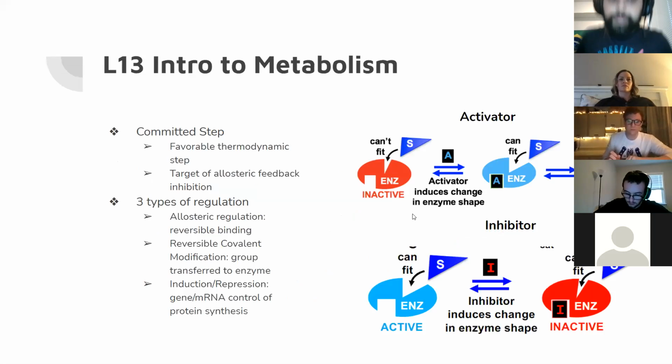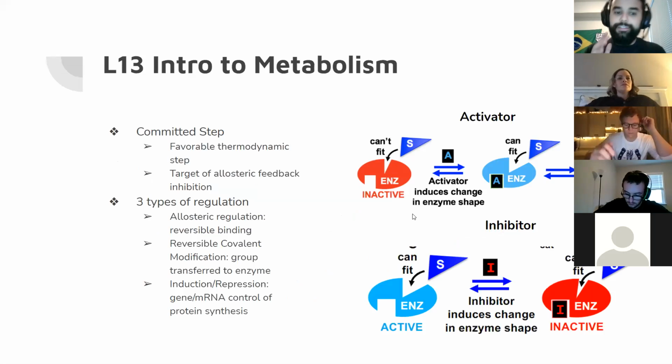The important thing about these metabolic pathways is you're always going to see a committed step. And this is the most thermodynamically favorable step in the whole reaction, okay?